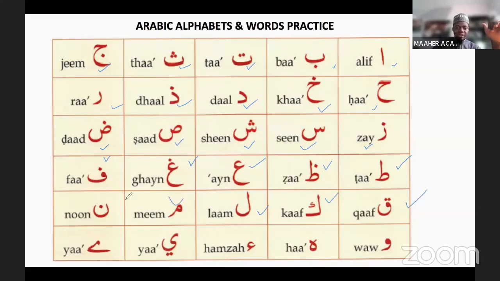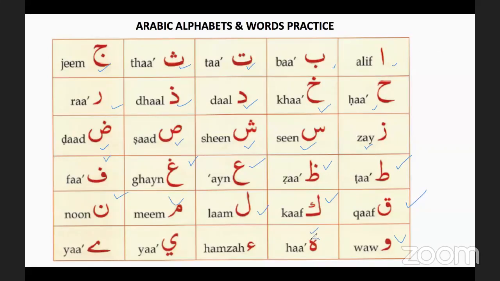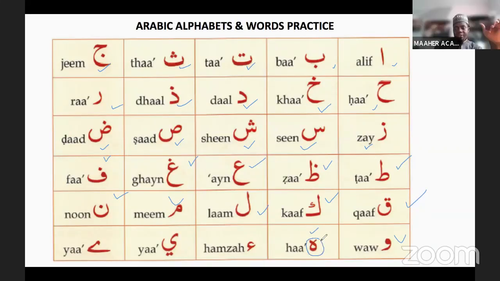So these are all the letters. So the wow, the ha. See, this ha, for instance, has almost 5 shapes that you see in the Quran. And so you need to be aware of it. You need to know what that letter is when you see the shape. And this is the hamza.